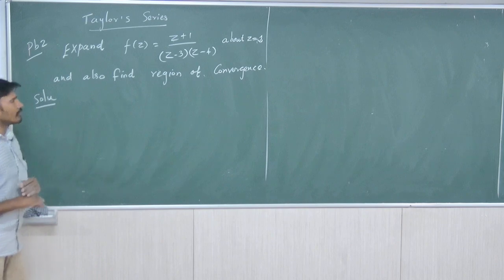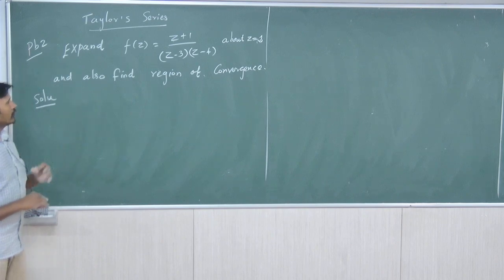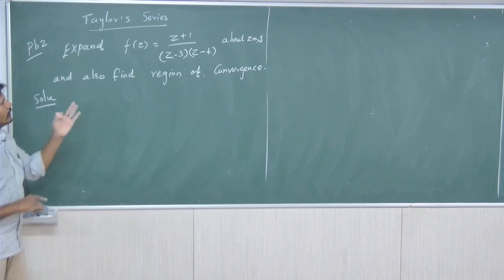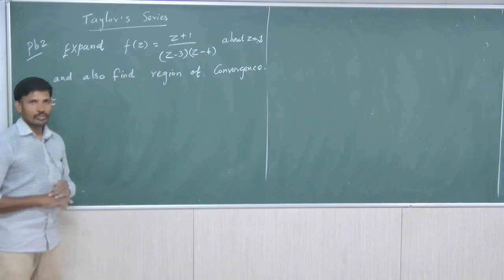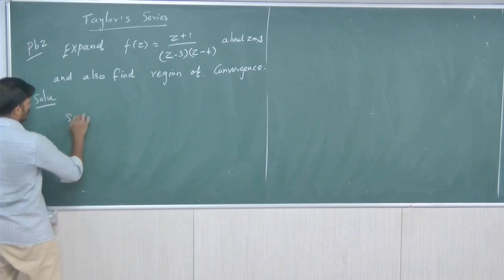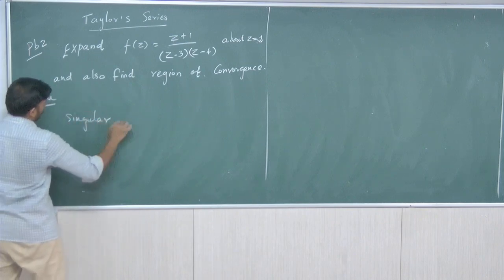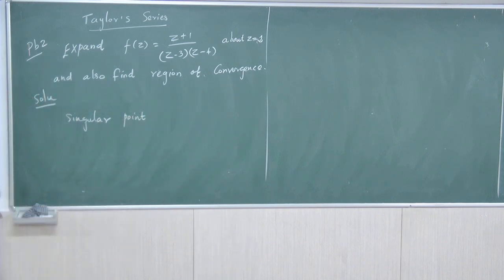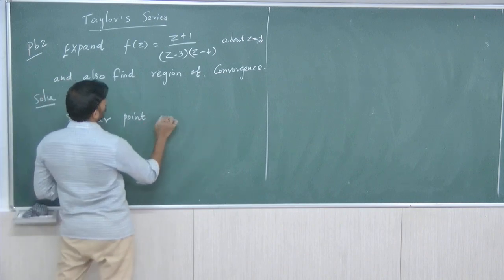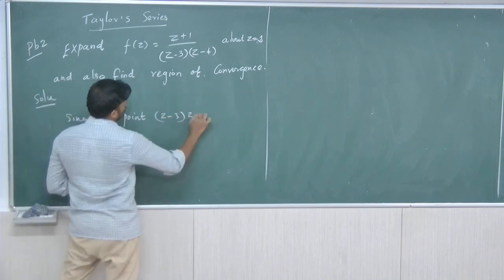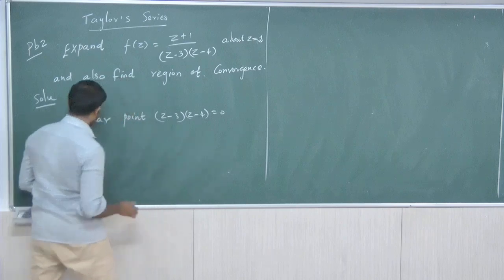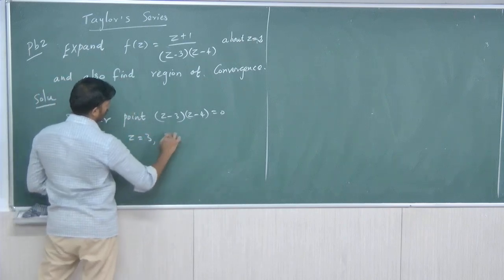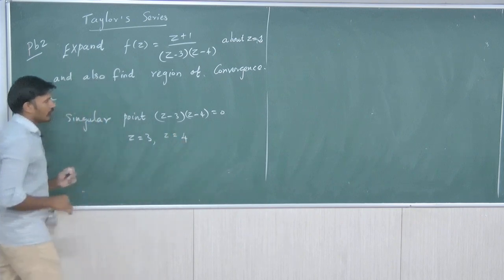So what is the meaning of region of convergence? Before that, try to find the singular points of this function. So what are the singular points? The singular points are given by z minus 3, z minus 4 equal to 0. If you equate, you get z equal to 3 and z equal to 4. Alright?